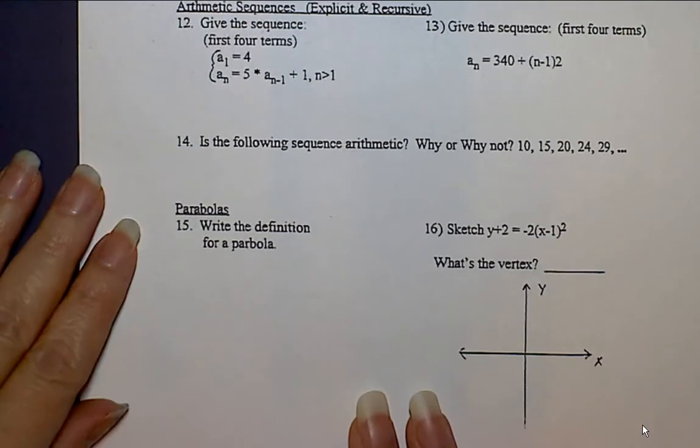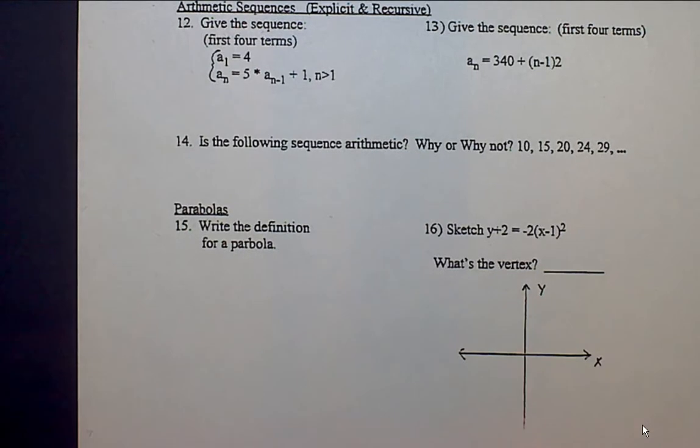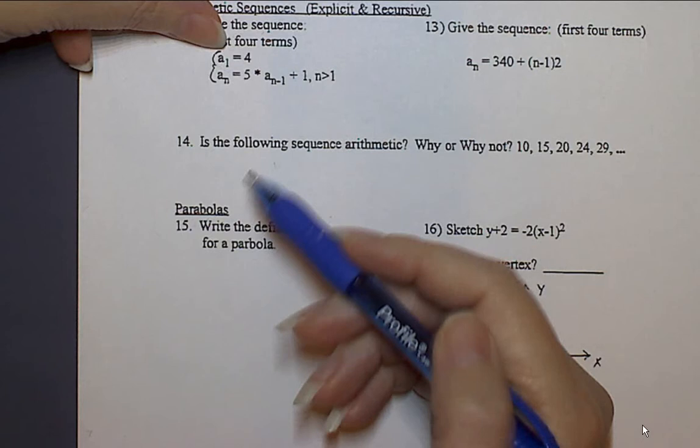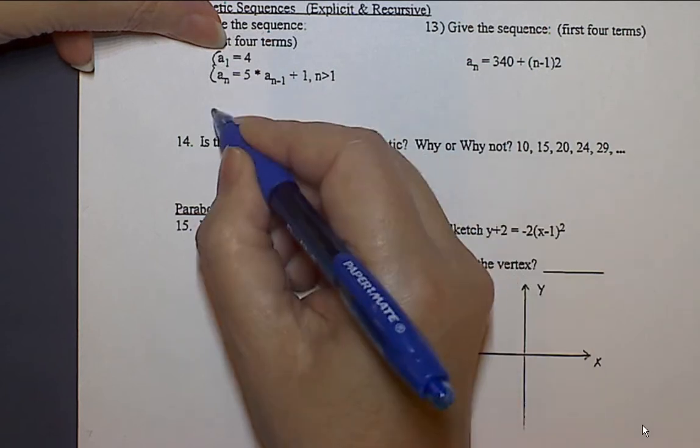Number 12 now, I guess we're at 12. Alright, 12. Give the sequence first 4 terms. So they want the first 4 terms. So it says A sub 1. What does A sub 1 mean? The first term. So A sub 1 is 4. So that means the first term is 4.